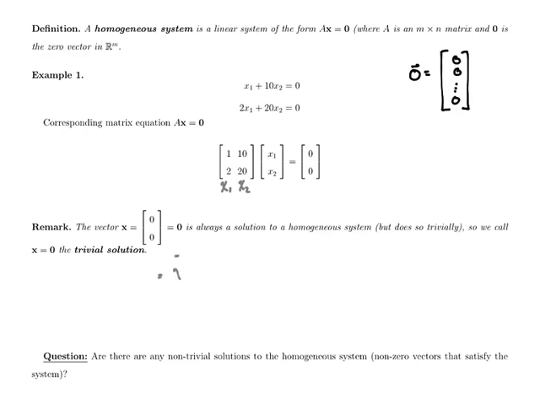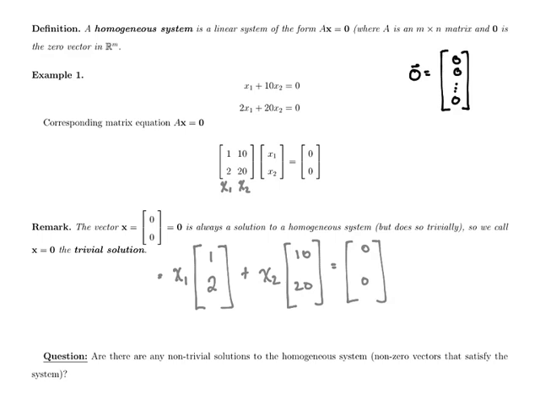the variable x1 times the vector 1, 2, plus x2 times the vector 10, 20 equals 0, 0. And we see that if we plug in x1 equal to 0 and x2 equal to 0, everything becomes 0 and we get the 0 vector. This is what a trivial solution means. We can think about it as not interesting, it just happens with no real work being done. If you multiply everything by 0, you get 0.